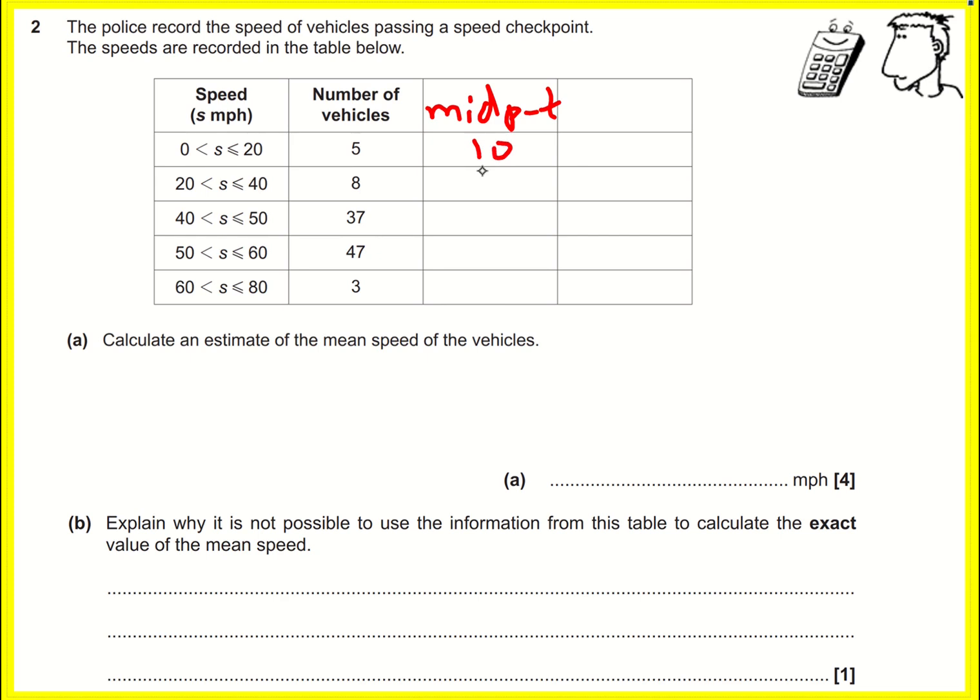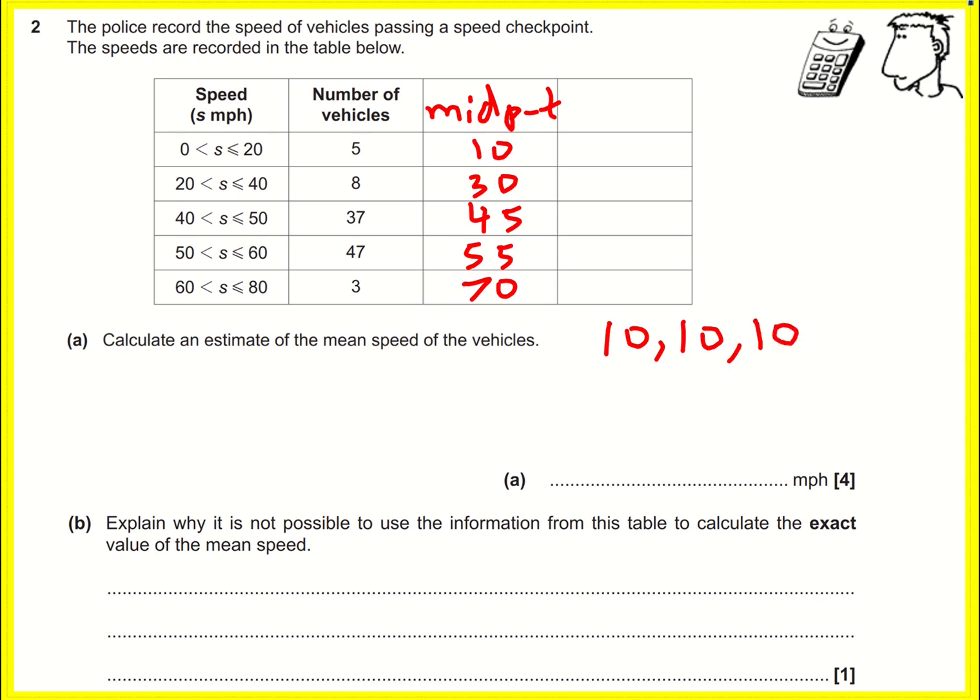So we're going to get 10, 30, 45. All I'm doing is looking for the middle number between the lower and the upper one, 55 and 70. Okay, what do we do now? Well, now I've got to think, right, I've got 5 vehicles that were 10.